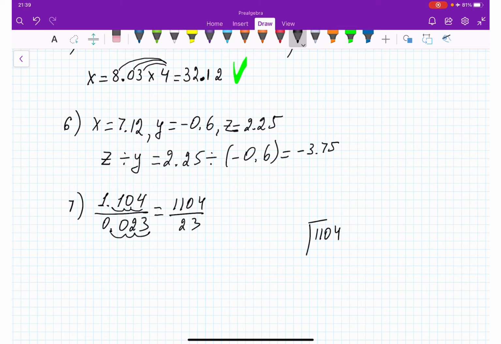1104 dividing by 23. So 1 is not enough, I can't divide by 23. 11 is not enough either. 110, it's going to fit 110 divided by 23, 4 times. 4 times 3 is 12, 1 in mind. 4 times 2 is 8, and 1 will be 9. So if we subtract, 10 minus 2 is 8. Here will be 0, right? Borrowing from here, 10 minus 9 is 1. Bringing down 4.